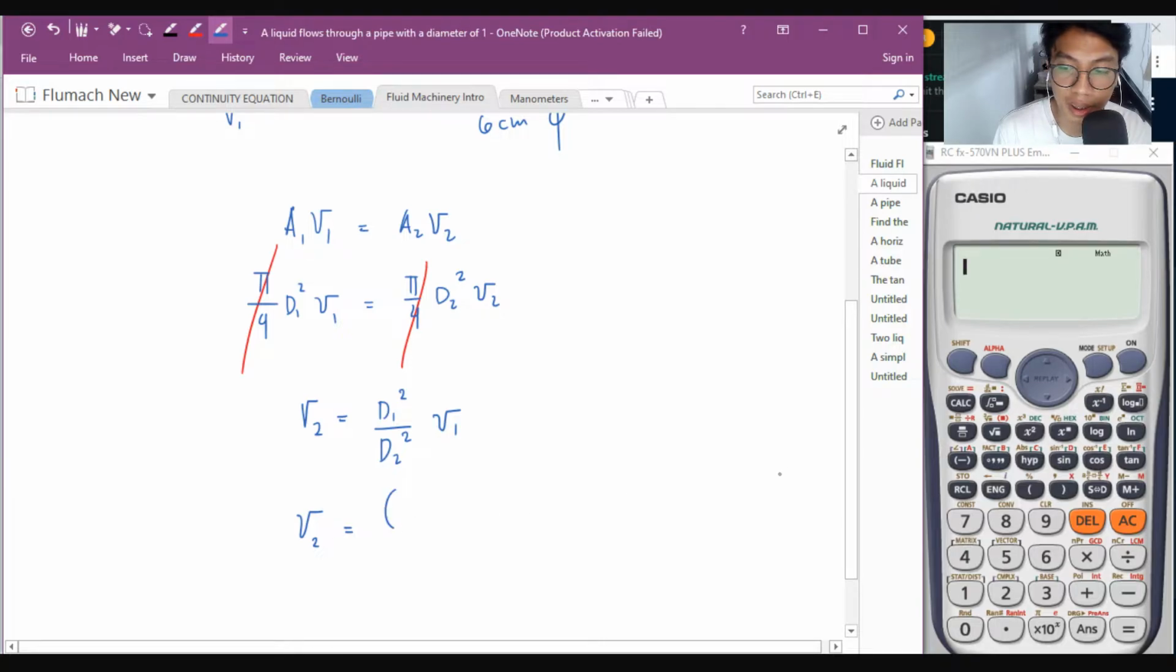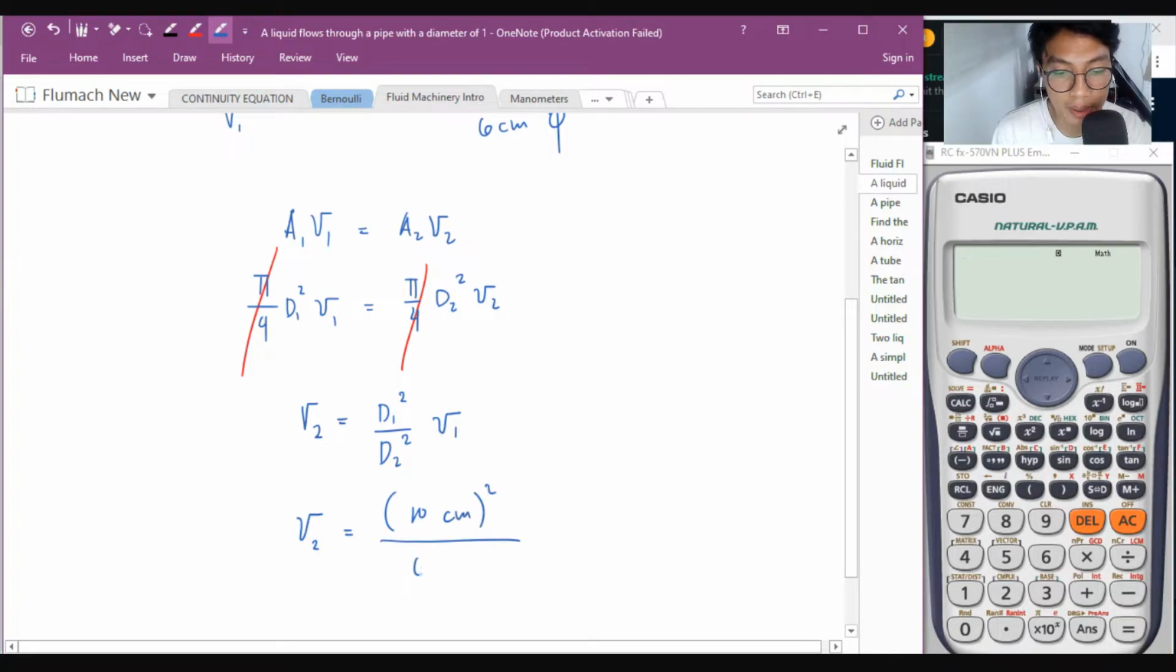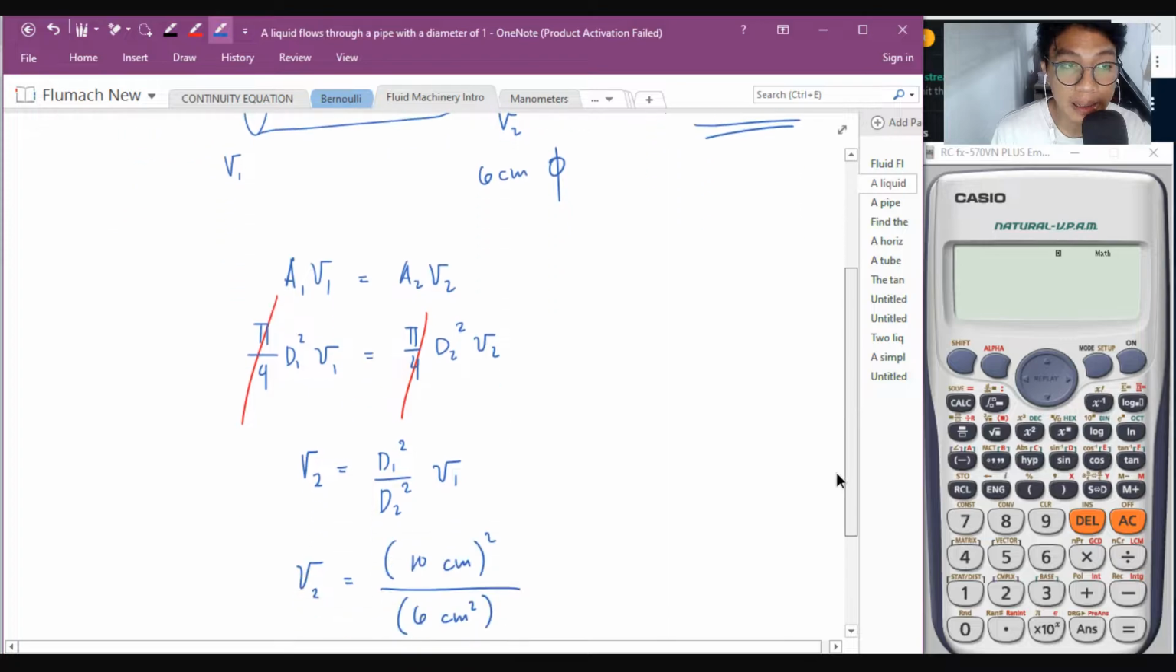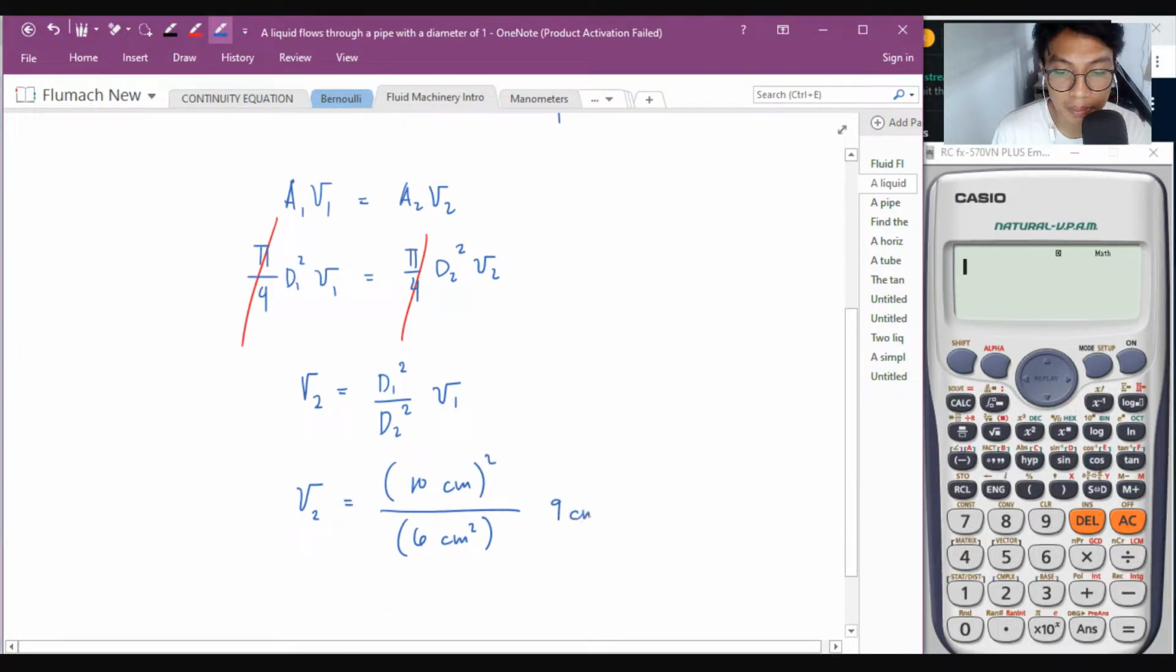So, velocity 2 is equal to d1. Ano yung d1 mo dyan? That is 10 cm squared divided by 6 cm squared, multiplied to velocity 1 which is 9 cm per second. Cancel all the same units. Ayan. What will be the answer?